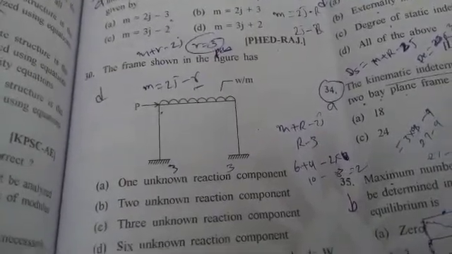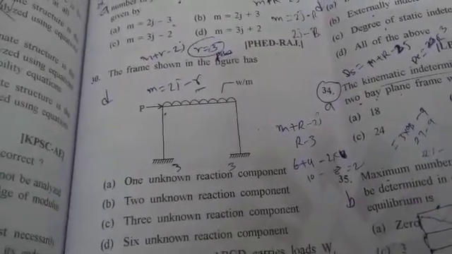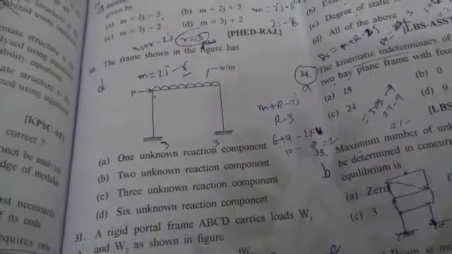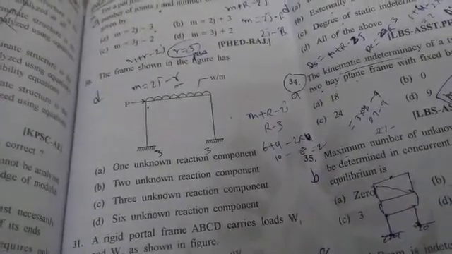Let us come to question number 30. The frame is given in the figure. They are asking: one unknown reaction component, 2 unknown reaction components, 3 unknown reaction components, or 6 unknown. See, this is the fixed end, and at the fixed end how many reactions happen? 3: one moment, one horizontal and one vertical. So 3 plus 3, 6 unknown reactions are here.